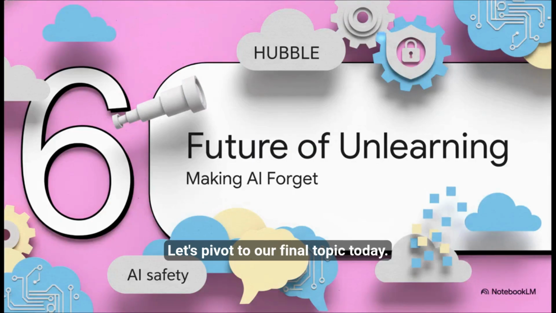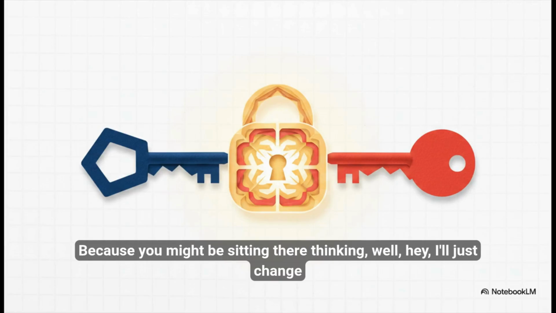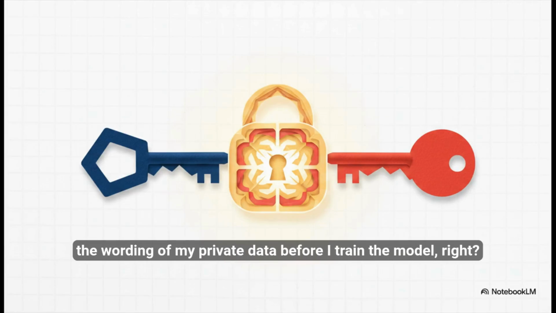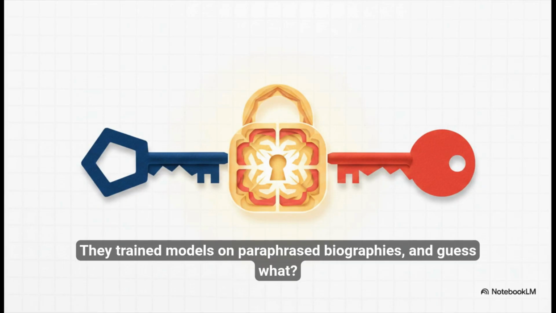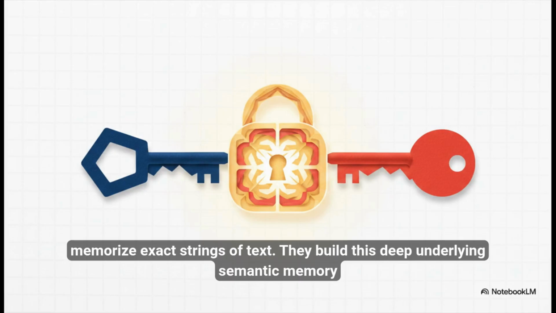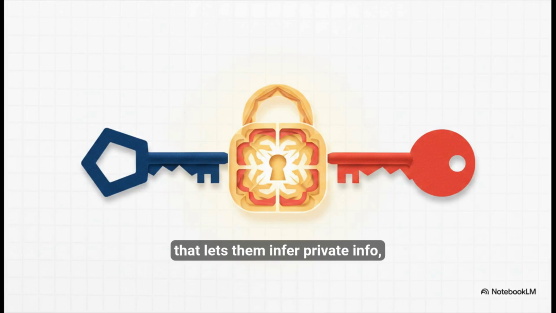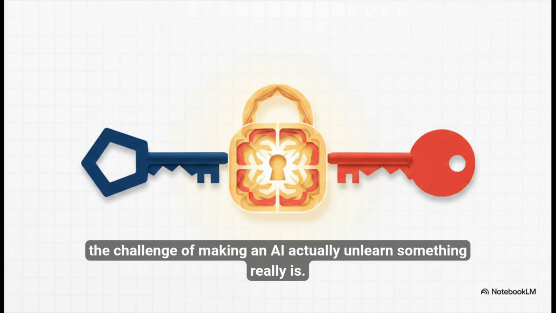Let's pivot to our final topic today, Section 6, the future of unlearning. Before we completely wrap up, I just have to share this amazing little twist from the study. Because you might be sitting there thinking, well, hey, I'll just change the wording of my private data before I train the model, right? Wrong. The researchers proved that paraphrased text can still be memorized. They trained models on paraphrased biographies, and guess what? The AI could still reconstruct the private information. It turns out these models don't just mindlessly memorize exact strings of text, they build this deep underlying semantic memory that lets them infer private info even if the exact words are completely changed. It just goes to show how incredibly complex the challenge of making an AI actually unlearn something really is.